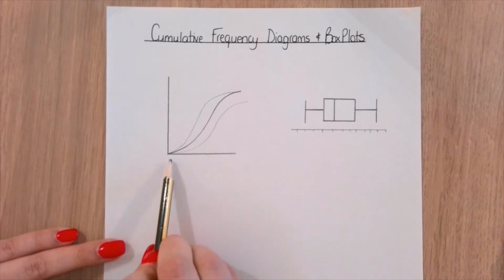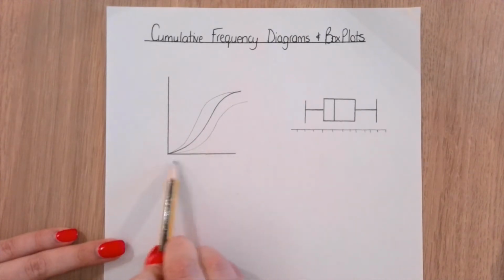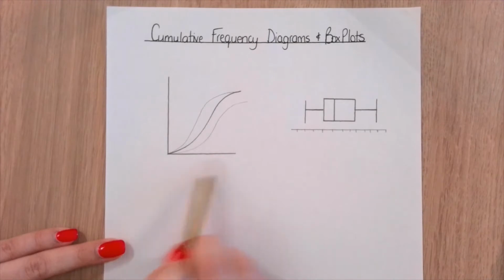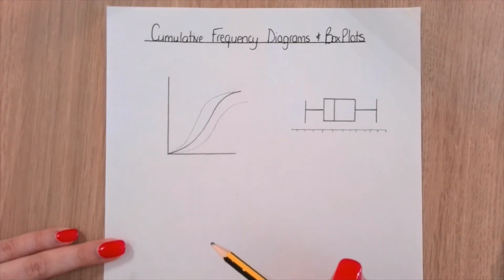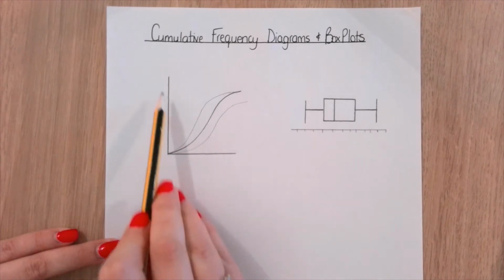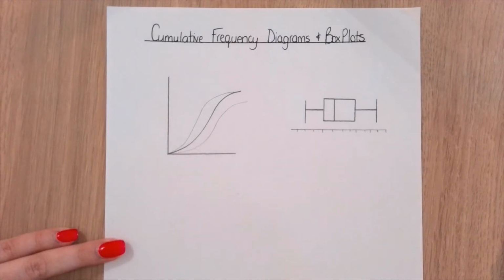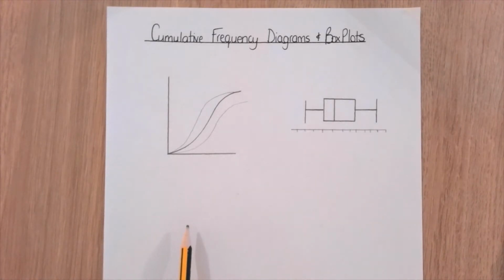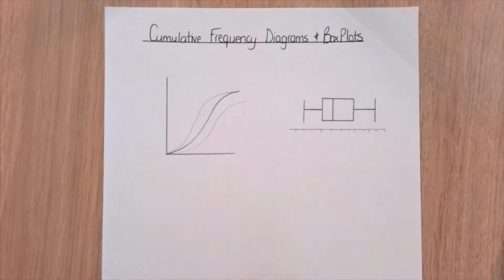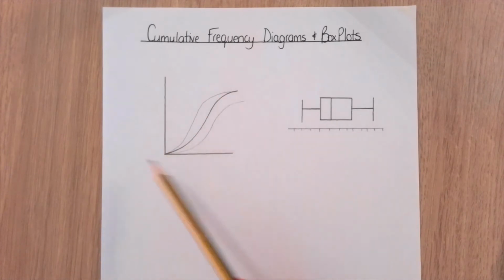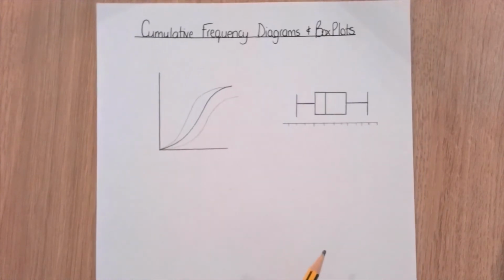What you need to have on here is the data that you are measuring, so it might be something like the length of time or the weight of something, and then up here is your cumulative frequency. Now, cumulative frequency means a running total of the frequencies that you have. So that's a cumulative frequency diagram or a cumulative frequency graph.